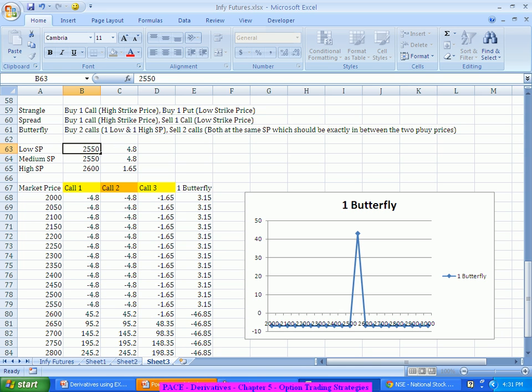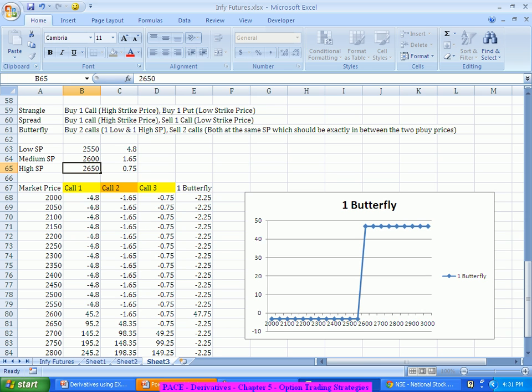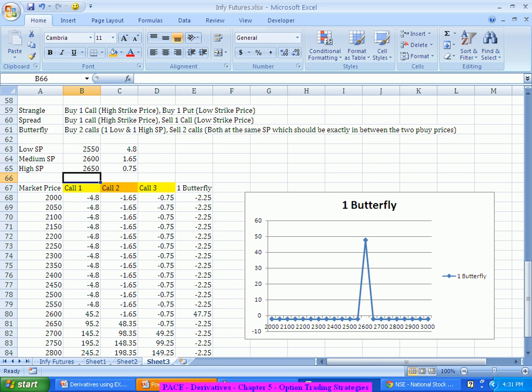2550, 26, 2650. Yeah, even more encouraging. If I lose, I lose only 2.25. The profit is 47.75. Much better compared to the previous situation. Right? There it was a loss of 7 and a profit of 43. Here the loss is 2 and the profit is 47.75.